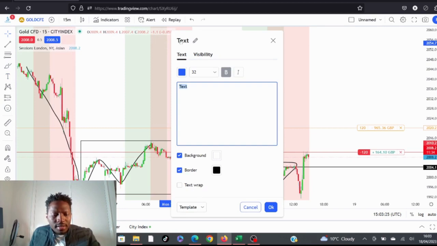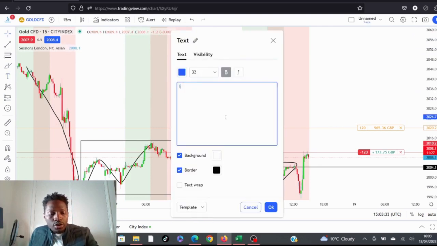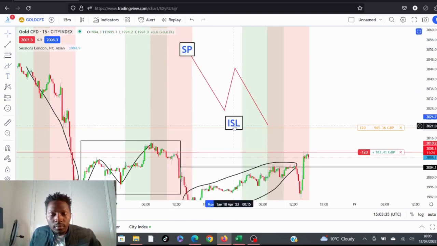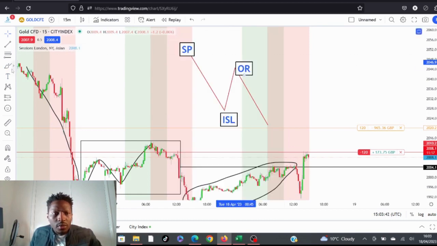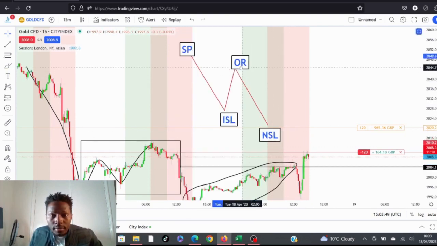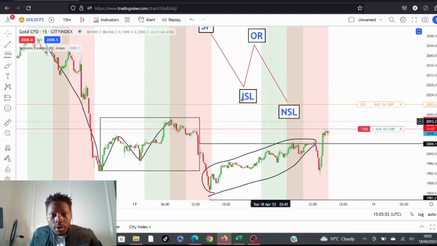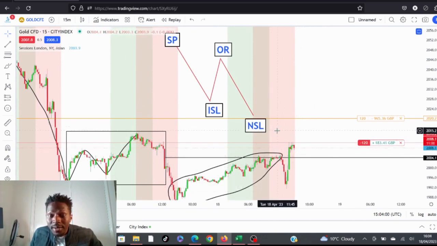So I'm going to label this as a starting point, just abbreviate it as SP, and this is going to be my initial structure low, ISO, and this is going to be my outside return. You can call it pullback, you can call it retracement, you can call it whatever you want, and this is going to be my new structure low. Now everything that I'm drawing here has a lot of similarities to what is going on here. So if you understand this, then you're going to understand this trade that I'm in right now.